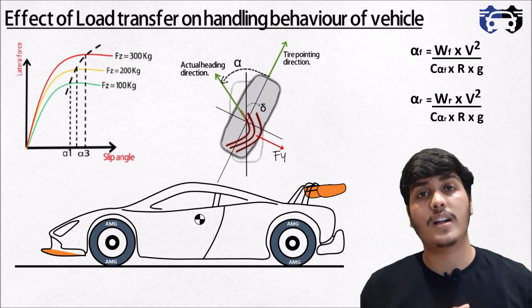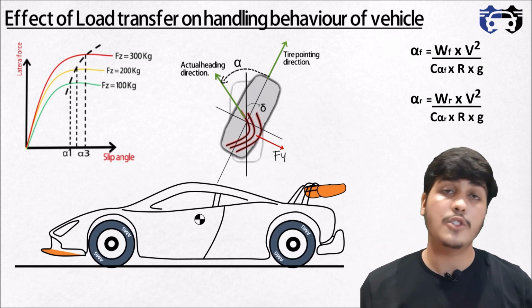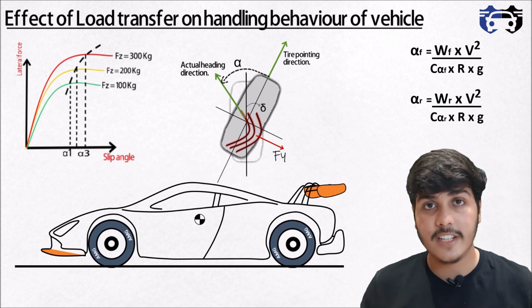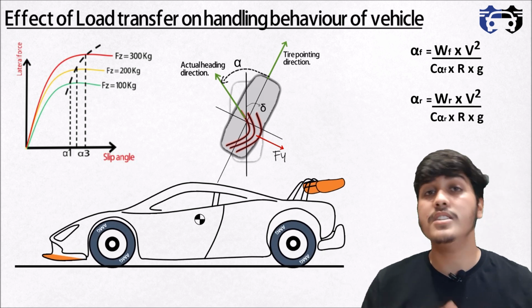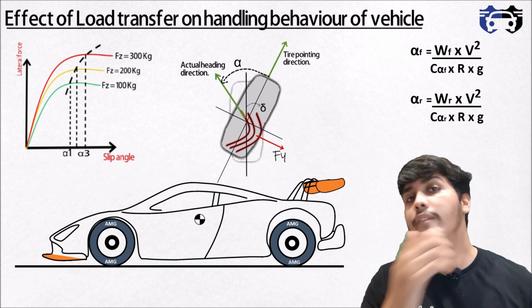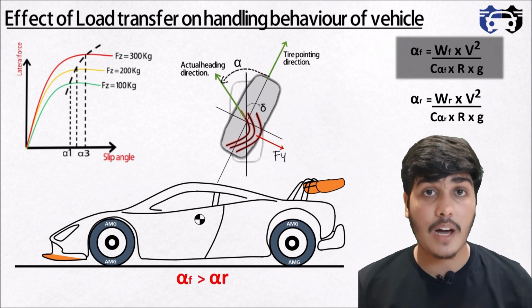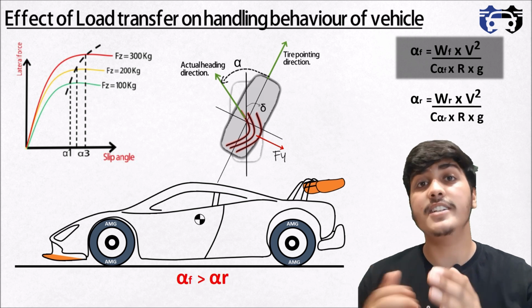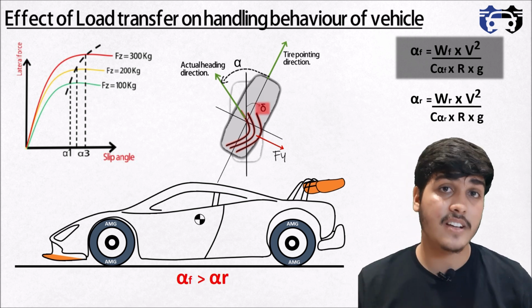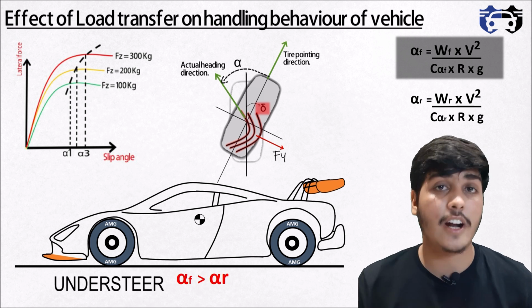Now suppose here is your vehicle and you are in a situation where you have to brake to slow down and then take a turn. As you brake, the load is transferred in the forward direction. What will happen now? This increase in load will increase the slip angle of the front tire according to this formula. That means now you have to increase the turning angle delta for the same turning radius, which is basically the situation for understeer.